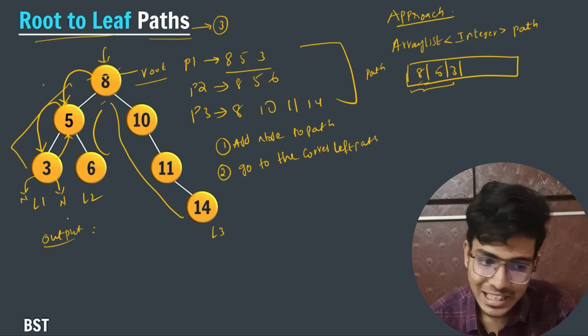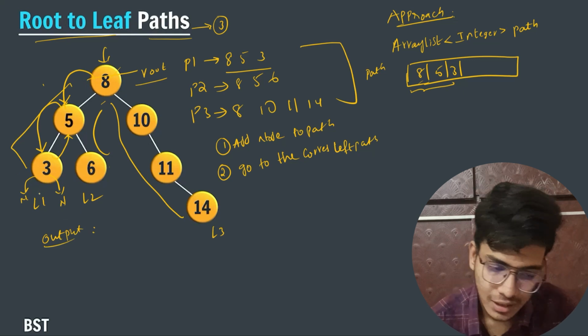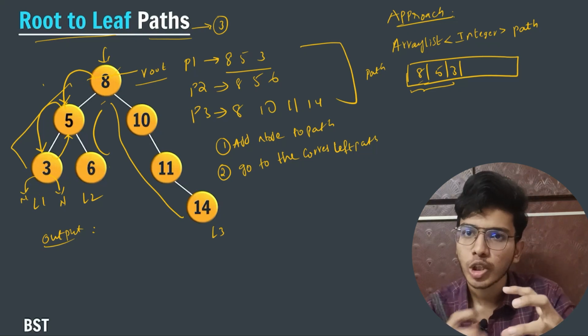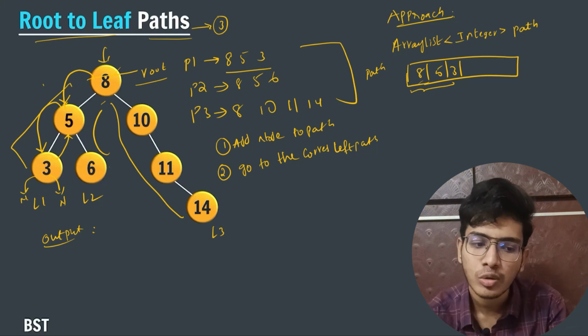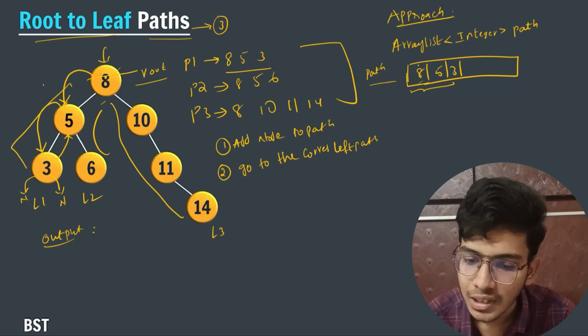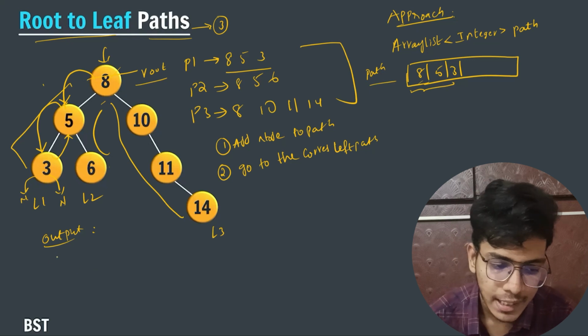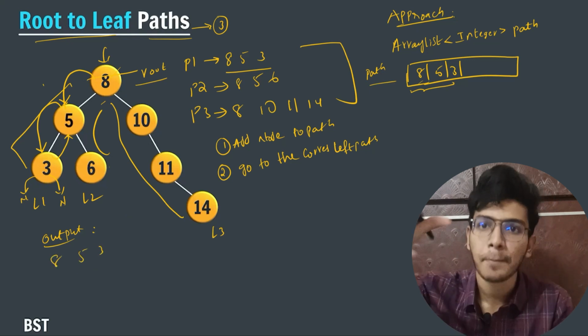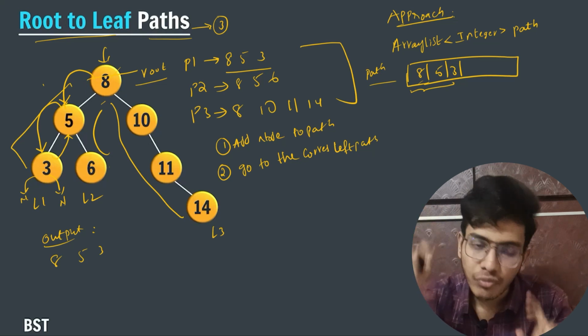First of all, as I reach my leaf node, you can see that at root 3, I have reached my leaf node. So if I reach my leaf node, I will print the path array list. So what are the elements in my path array list? 8, 5, 3. So I will print that. After printing that, I will come back to my previous function call.